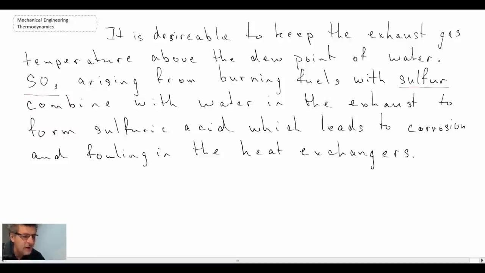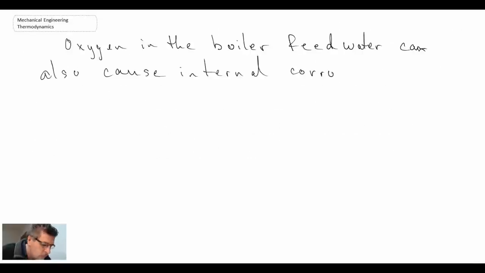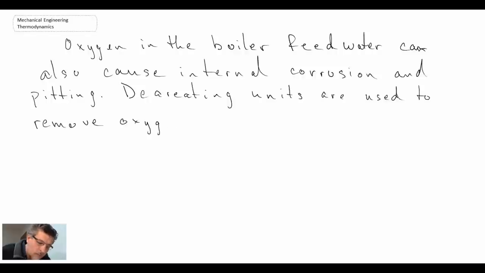There's another place where we can have trouble, and that is if we have oxygen in our boiler feed water. So I'll just write a comment about that now. With this one, what you want to do is get the oxygen out of your feed water, and so if there's air bubbles within the feed water, oxygen. The reason is because it can cause internal corrosion within the boiler, and that will create a lot of problems for you over time.